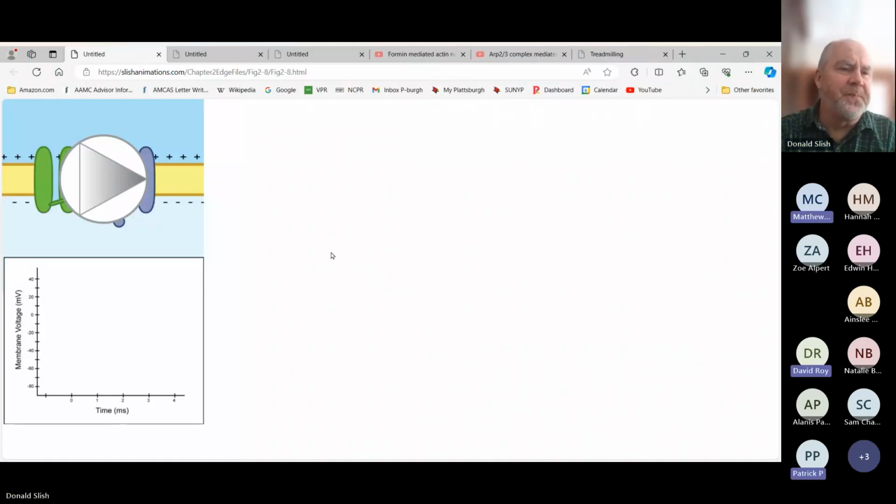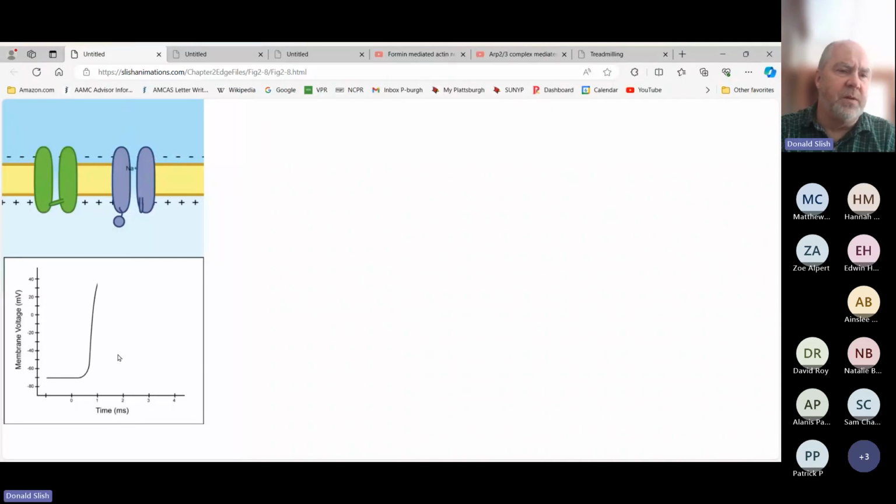Anyone? Yes. Yep. Okay, so here's your action potential. Sodium channels open. Sodium comes in, it peaks. Potassium channels open and it comes back down. So there's your action potential. Let's see it again just for the pure hell of it.